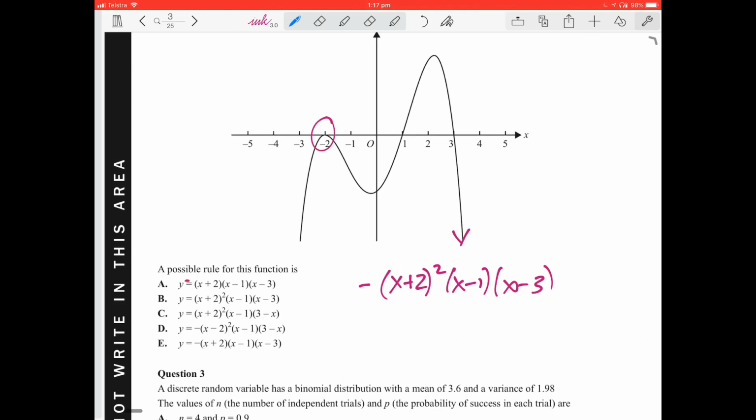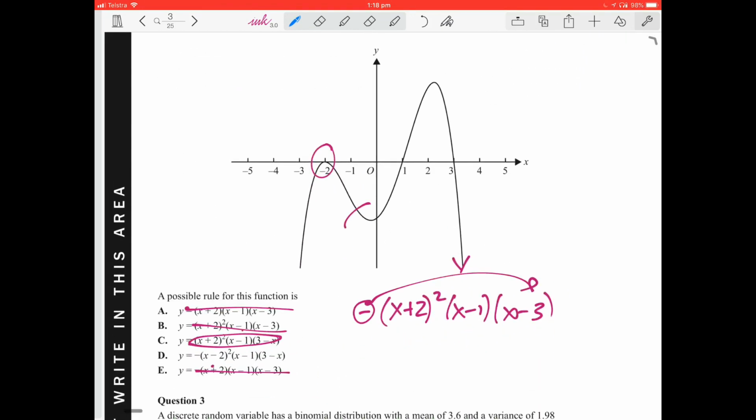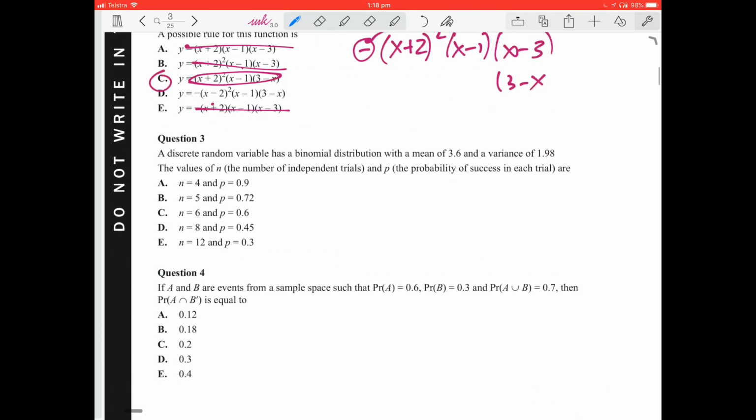Okay, we need x plus 2 squared, so I can get rid of all of them. The first one, x plus 2, x minus 1, that isn't negative. So it's got to be one of these. Can't be that. Oh, can it? X plus 2. It is that one. X plus 2, x minus 1, 3 minus x. If I multiply that negative in, this bracket becomes 3 minus x. So our second answer is C.